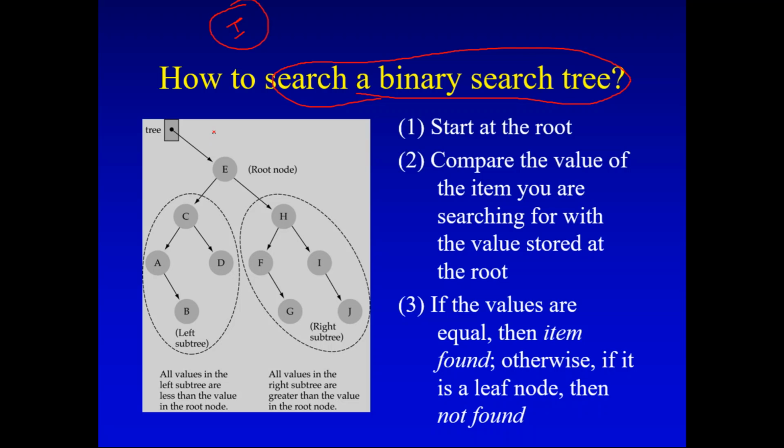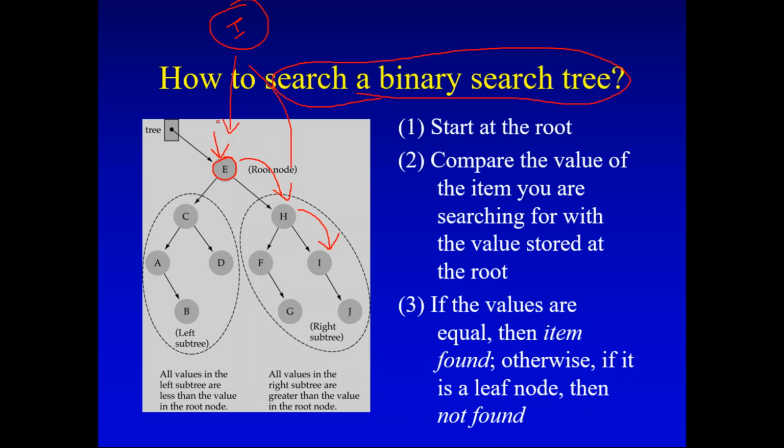Start with the root node, E. Whatever you want to search, you compare it with the root node. Is I greater than E or less than E? It is greater than E. Greater than E means go to its right child, which is H. Again compare: is I greater than H or less than H? It is greater than H. So again go to its right. Then you check whether this is I or not. Yes, it is I. So stop.